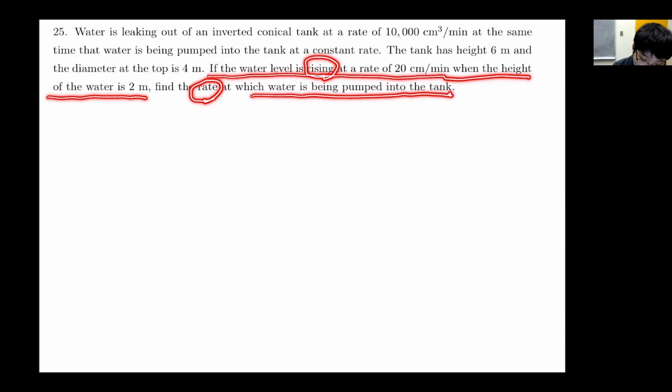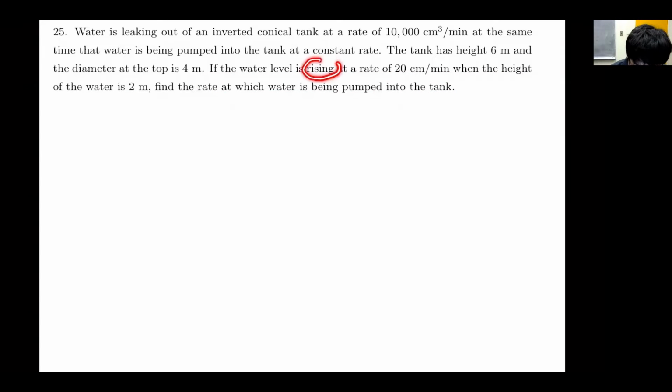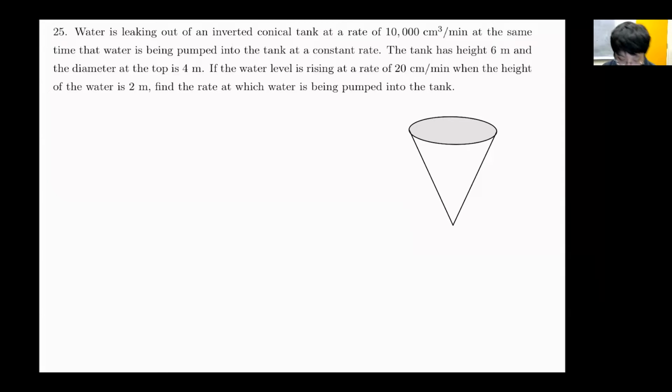Well, first, an important word is that the water level is rising. To make the water level rise, the rate at which water is being pumped into the tank must be greater than the rate at which water is leaking out of the tank. So let me start by drawing the inverted conical tank, which roughly looks like this. So this will be the top, and let's draw the sides roughly like this. Okay, so this is my tank.